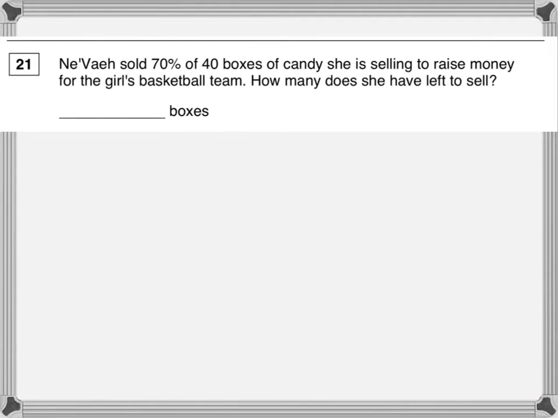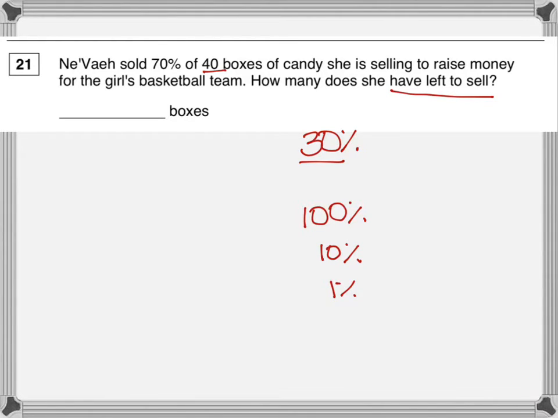Problem 21. Nevaeh sold 70% of 40 boxes of candy she is selling to raise money for the girls' basketball team. How many does she have left to sell? So she has 30% left. So I need to find out what 30% is of 40. So typically, when I'm doing a percentage problem, I'll write the 100%, I'll write the 10%, and I'll write the 1%, because most of the time, if I know those, I can build anything.